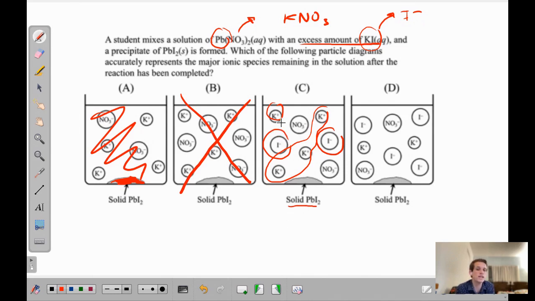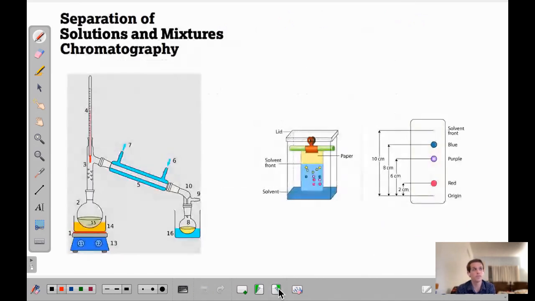So I like this one because it has more potassium than iodine. The one over here has more iodine than potassium, which doesn't make sense because the ratio of potassium to iodine started as 1-to-1 since the compound was KI, and some of that iodine went and started a new life with lead. So this is probably the best choice. This is the kind of question they love to ask. It's not just about what dissolves. Can you think about the stoichiometric ratios? Can you think about what's soluble and not soluble? And can you choose a reasonable particle diagram?